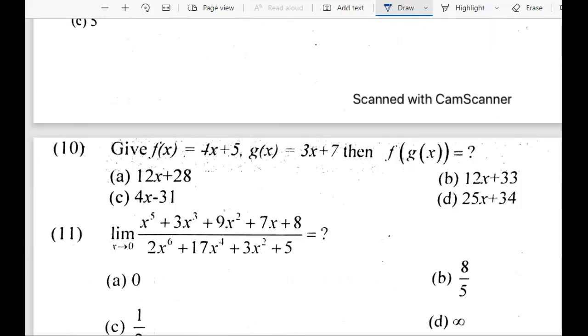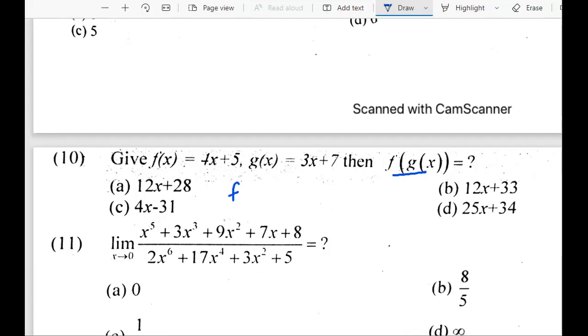Let's talk about the 10th question now. In the 10th question, f of x is 4x plus 5 and g of x is 3x plus 7. So we need to find this composite function. In order to find this composite function, I need to use the value of g in f of x, right?